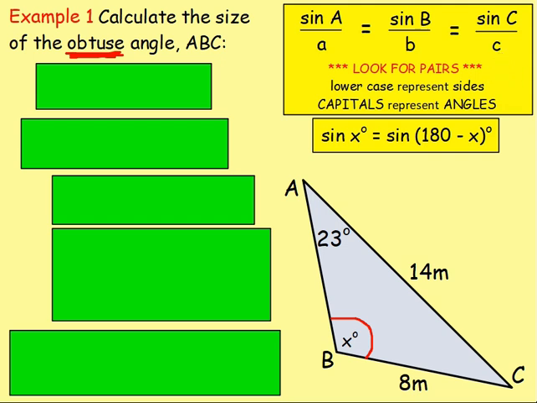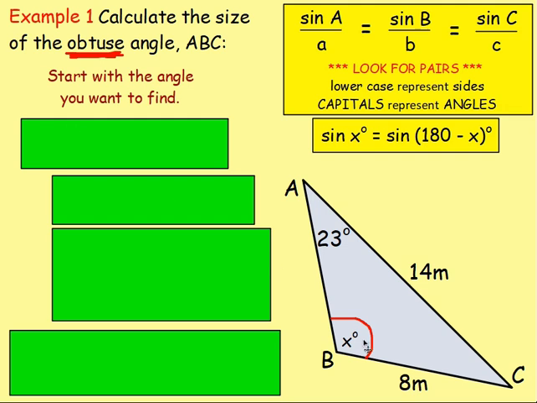How do we start off a sine rule question? You start with what you want to find. You do indeed start with what you want to find, and here we're wanting to find out this angle here, which is labelled x. So we would say sine x over, and it would be sine x over what? 14. It would be 14.